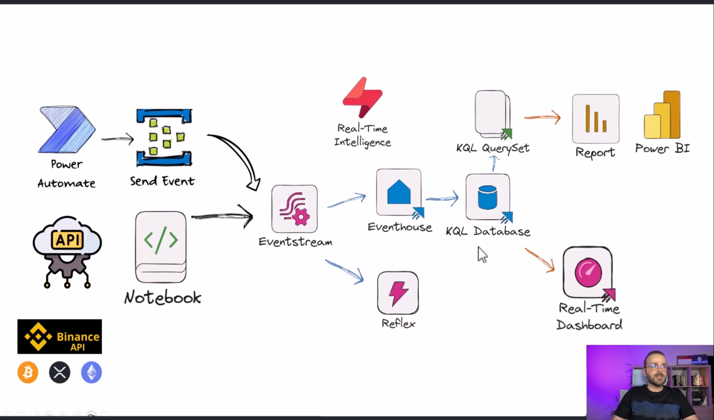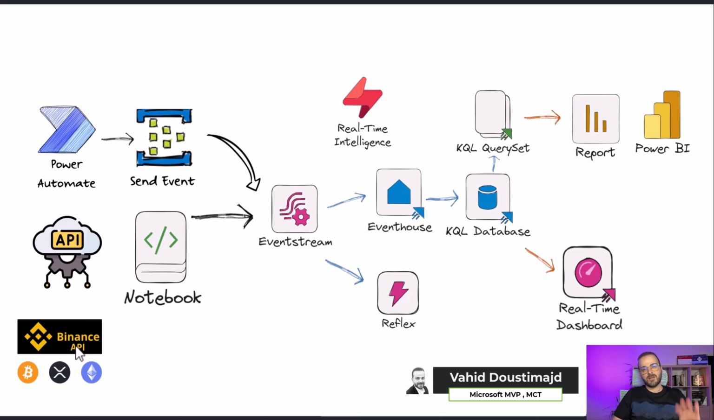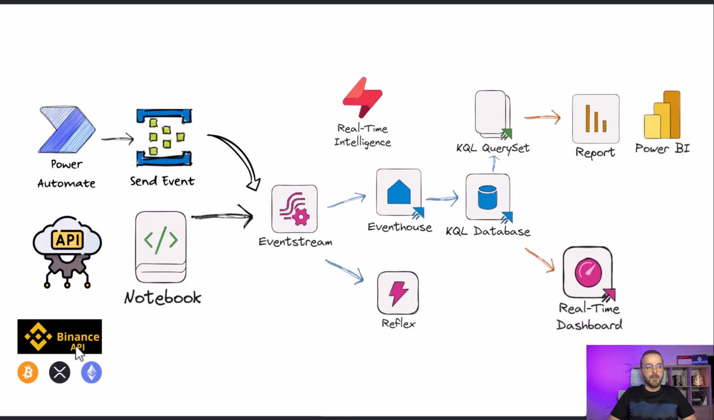So in this solution, what I want to do is run an API. I want to use an API which is connected to Binance, and that's one of those cryptocurrency companies. I want to capture the price for some cryptocurrencies like Bitcoin and some other currencies there. Then I want to collect that data and run that API using a notebook by writing some Python code. And also I want to do that with Power Automate as well.